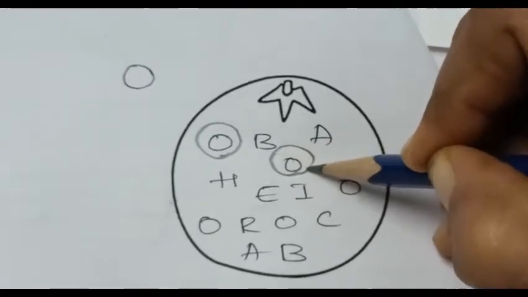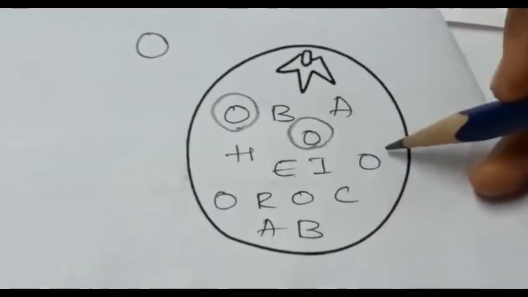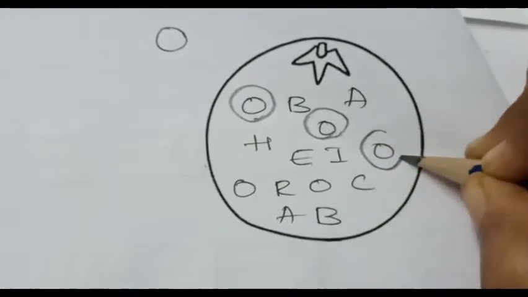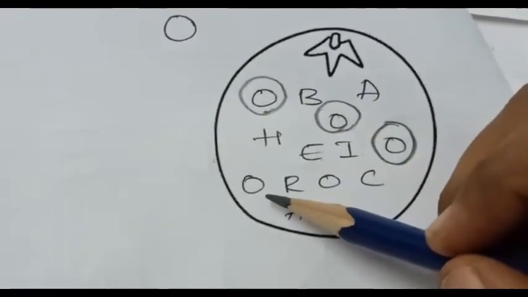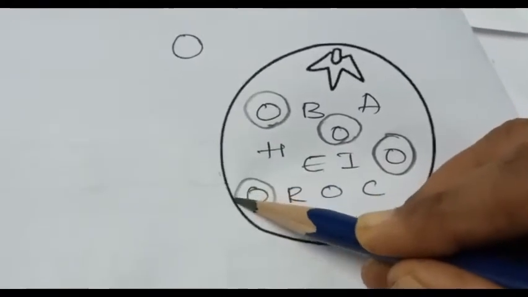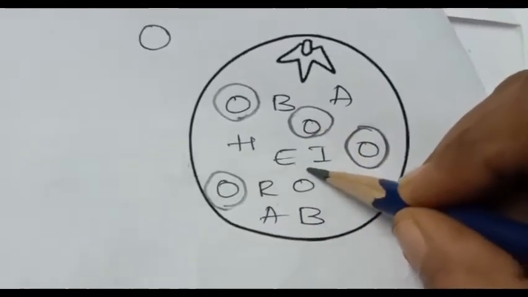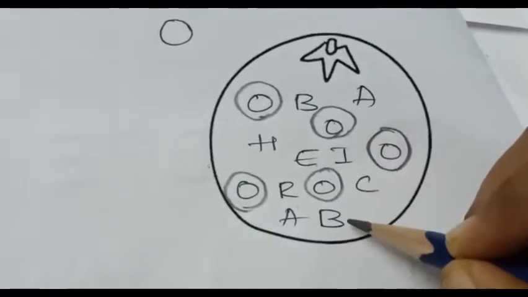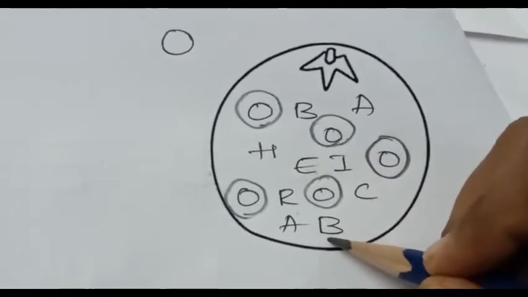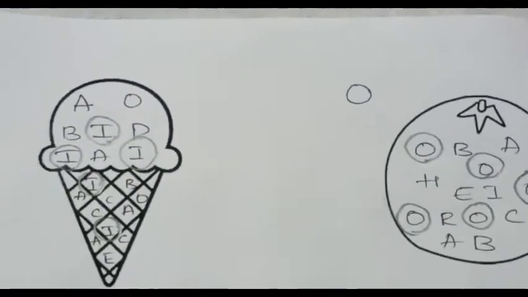Is it letter O? No. Is it letter O? Yes. So let's circle it again. Is it letter O? Yes. Circle it. Is it letter O? No. Yes. Let's circle it. Is it letter O? No. Is this letter O? No.